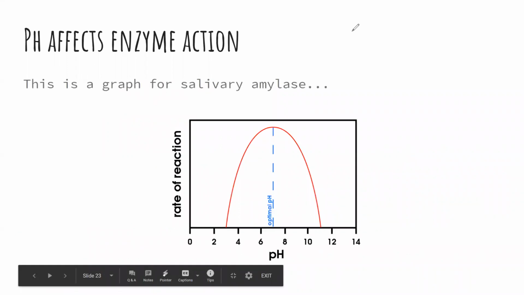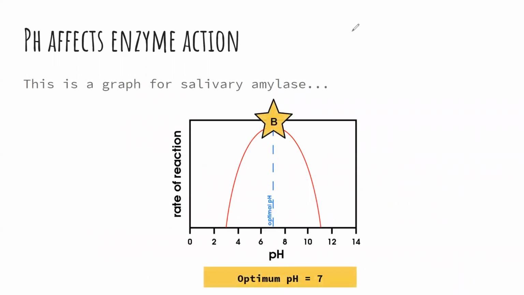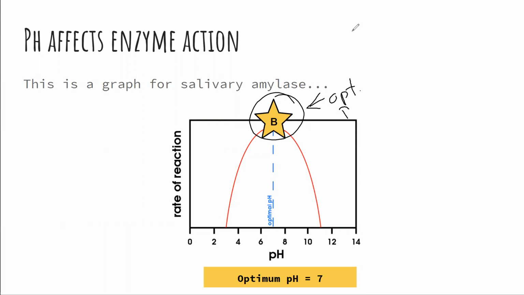All right, so this is a graph for salivary amylase. Here's the graph that I just so poorly drew out for you 2 seconds ago. The tippy top of the graph always shows our optimum. That's our peak. That's our optimum. Okay.